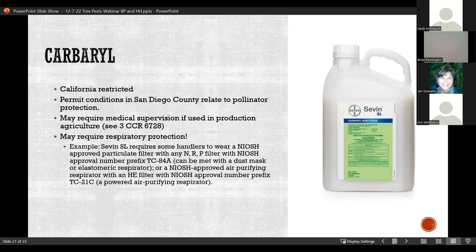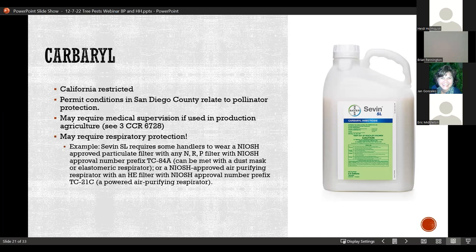And finally, I want to talk briefly about a specific restricted material that I heard some of you might be interested in. Carbaryl requires a restricted materials permit. What determines whether a pesticide is a California restricted material is the active ingredient. So anything containing carbaryl is automatically California restricted. The conditions that we set in San Diego County for carbaryl are mostly related to pollinator protection. But you should also be aware that this chemical is a cholinesterase inhibitor. It can damage your central nervous system if you're not careful.